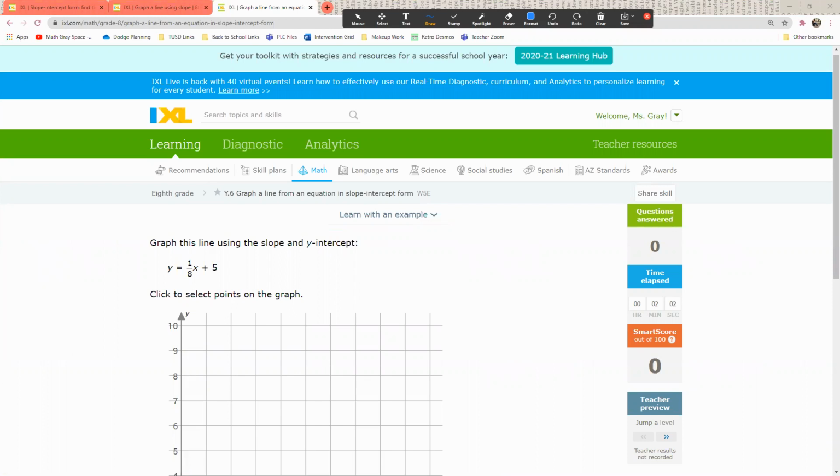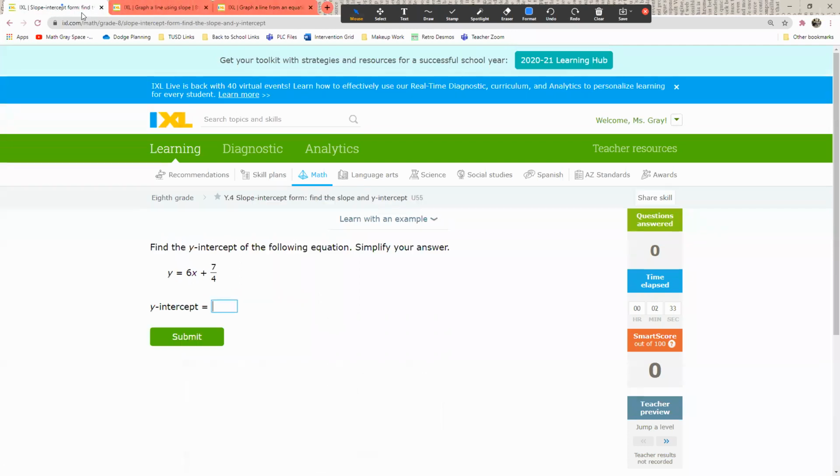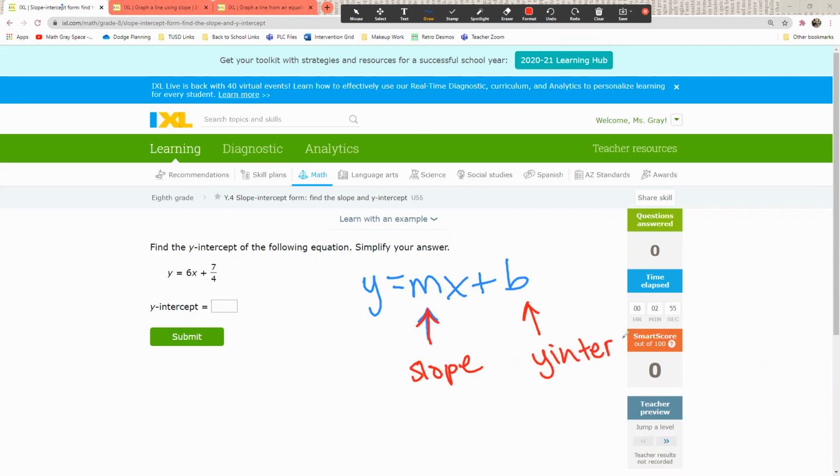Basically, it's asking you to find things. Oh, sorry, I'm on the wrong topic. It's basically just asking you to find either slope or y-intercept. So if you're looking at slope-intercept form, y equals mx plus b, slope is the number that's in front of x. And then the y-intercept is the number that's by itself back here.